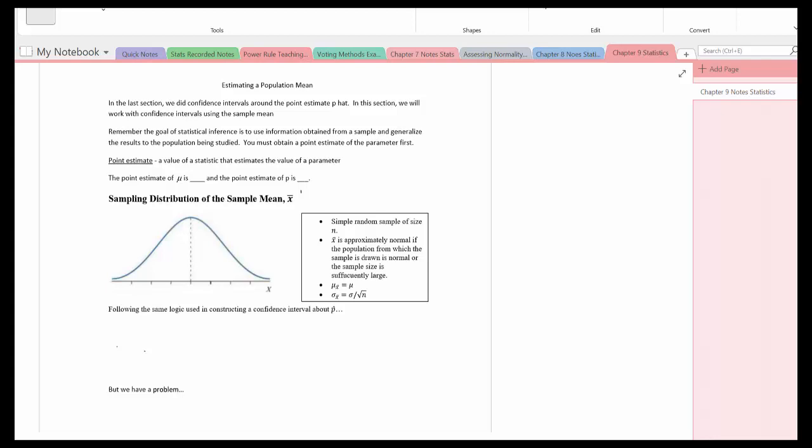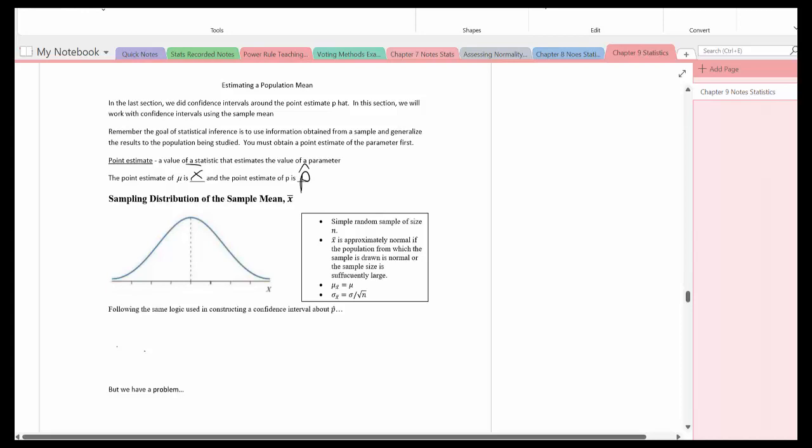In this video, we're going to begin our discussion with estimating a population mean. In the last section, we did confidence intervals around the point estimate p-hat. In this section, we will work with confidence intervals using the sample mean. Remember, the goal of statistical inference is to use information obtained from a sample and generalize the results to the population being studied. You must obtain a point estimate of the parameter first. A point estimate is a value of a statistic that estimates the value of a parameter. So the point estimate for the population mean is the sample mean, and the point estimate for p is p-hat.